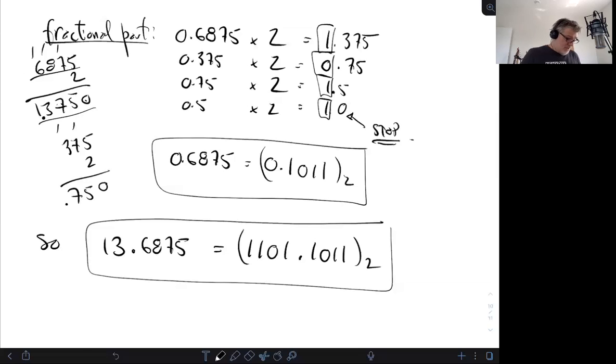So I'm moving to addition and multiplication. This is our next topic. Okay, so binary addition and multiplication.